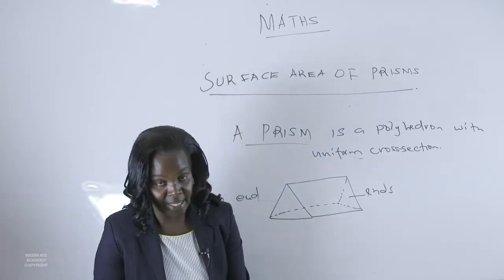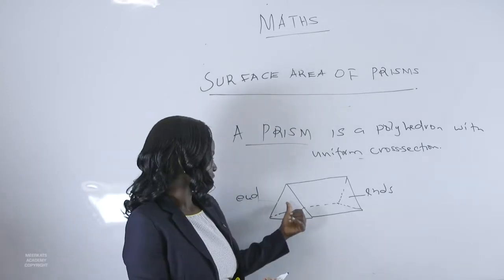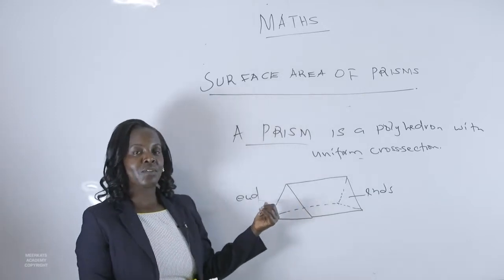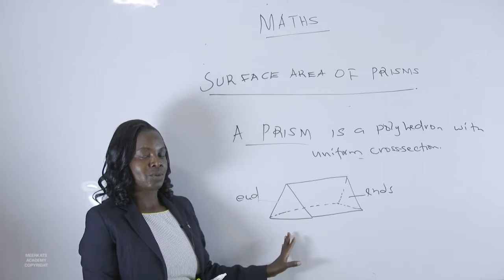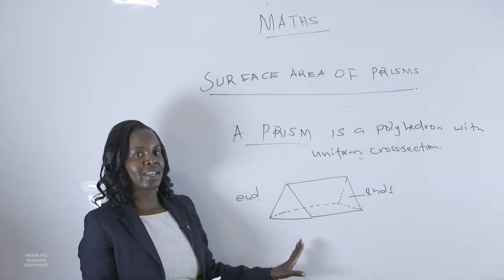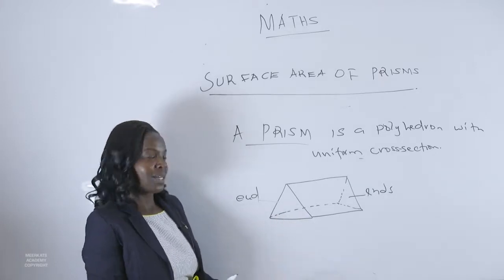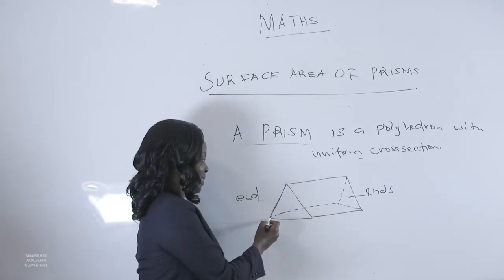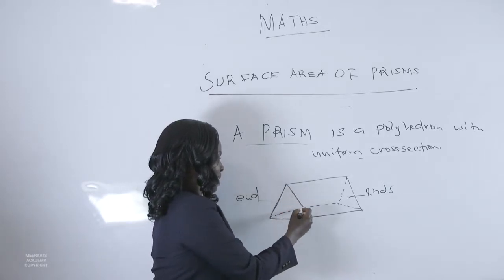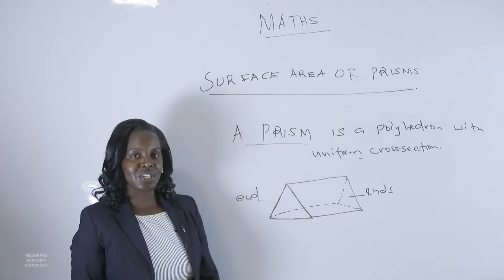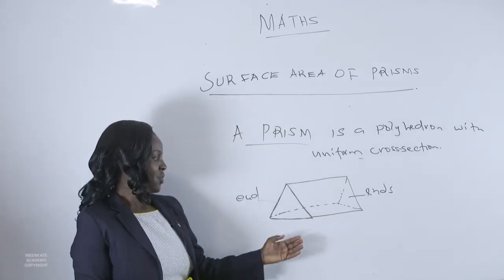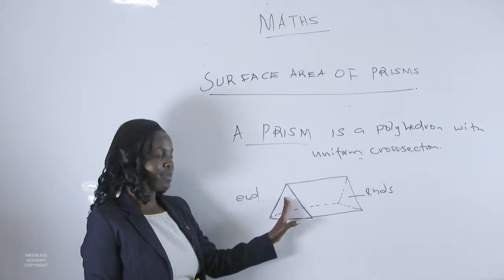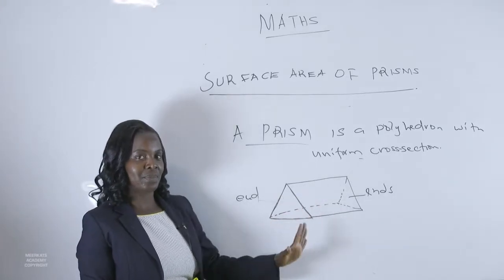So it is the cross-section. The cross-section of the prism will give the name of that prism. For example, I've said this is the cross-section, the end of the prism. The cross-section will give us the type and the name of the prism.